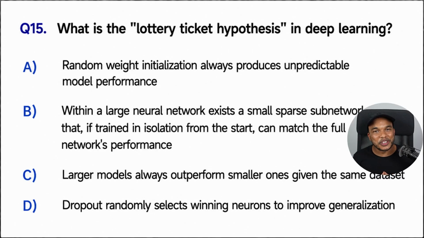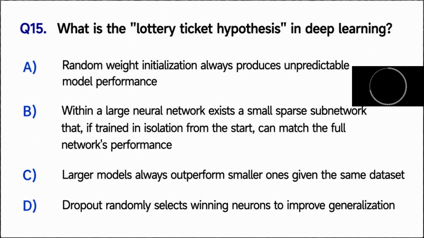And the final question, good luck. This is question number 15. What is the lottery ticket hypothesis in deep learning? Is it A, random weight initialization always produces unpredictable model performance? Or is it B, within a large neural network exists a small sparse subnetwork that if trained in isolation from the start can match the full network's performance? Or is it C, larger models will always outperform smaller ones given the same dataset? Or D, dropout randomly selects winning neurons to improve generalization? Good luck, your timer begins now.